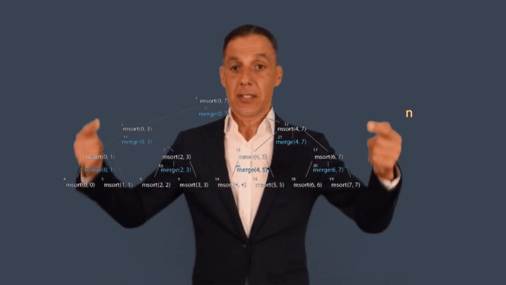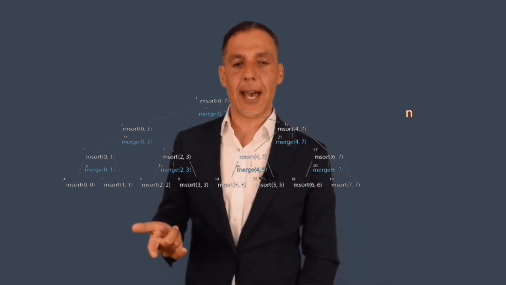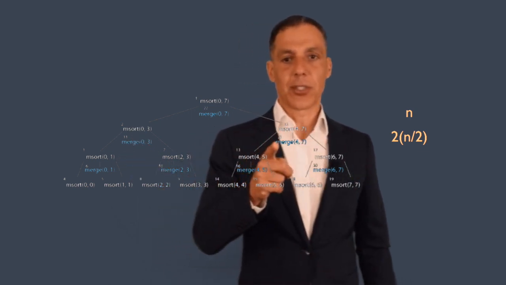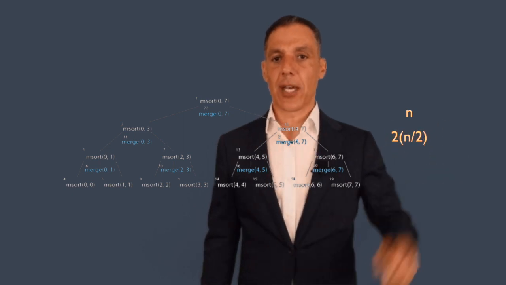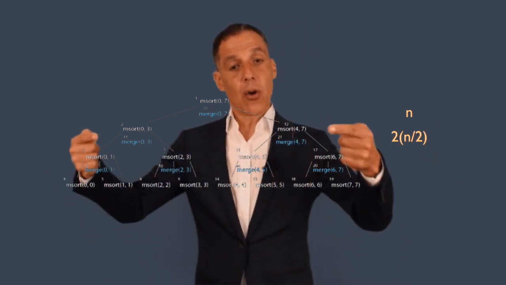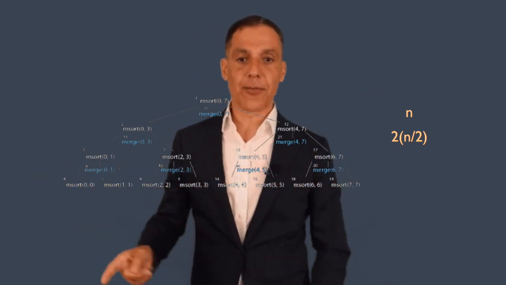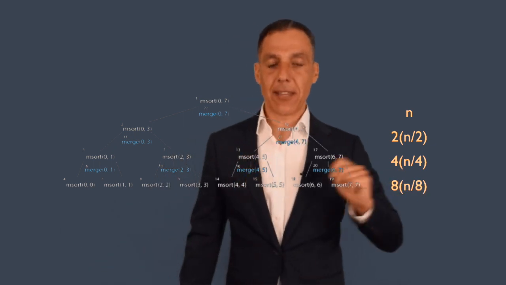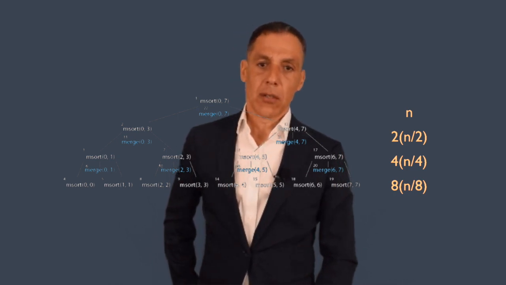Okay? Now, to get there though, I have to merge two sublists of length n over 2. So what's the cost associated with that? Well, merging a list of n over 2 costs me n over 2, but there's 2 of them, so it's 2 times n over 2. Now, to get those, I had to merge 4 lists, each of length what? N over 4. And then I had to merge 8 lists of length n over 8, and so on and so forth.